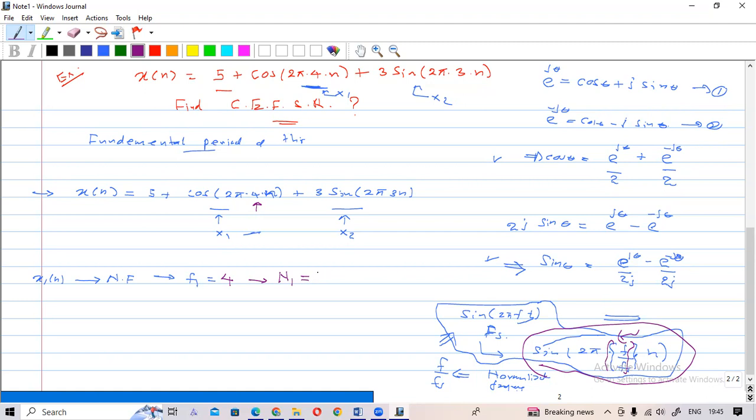Sorry, the normalized frequency of this signal is 4. What is the period of this signal, n1? Very simple. Please give me the answer to proceed. Yes, what about others? Okay, so what do you think? What is the answer?